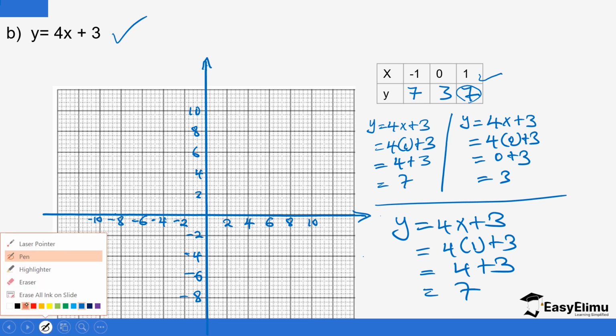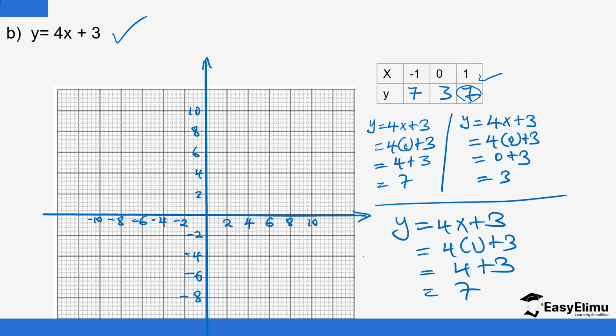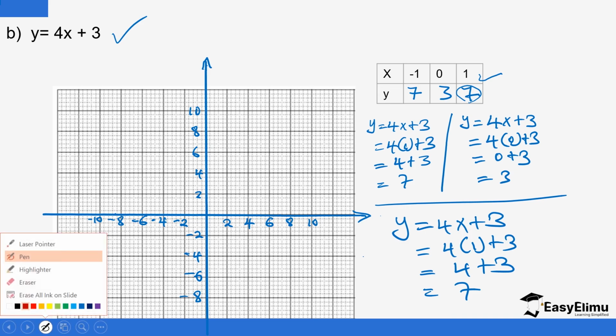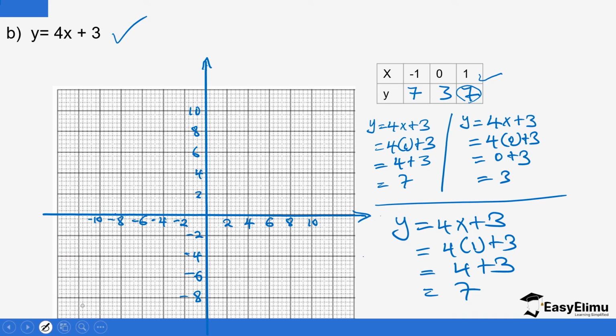Then now we plot. So we start with the first one should be -1, 7. Possibly that was a mistake. So you needed to substitute -1 here. It will be -4 plus 3, which is going to be -1. So this is going to be -1 here.